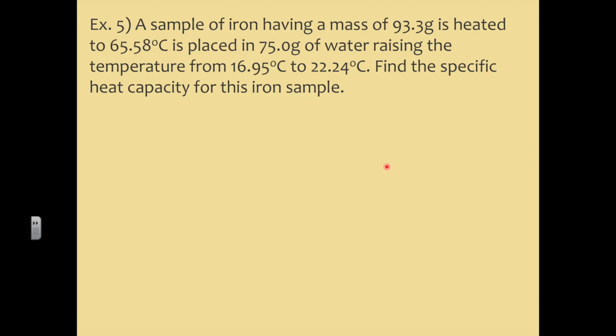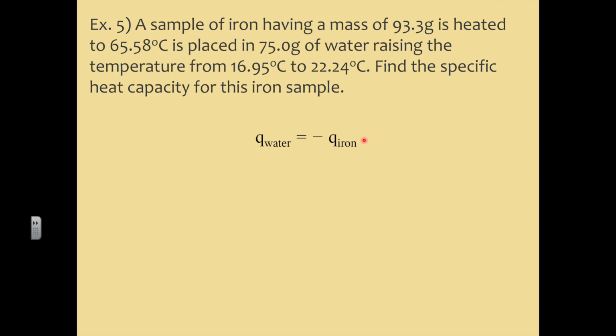So the calculations are going to work out this way, where a sample of iron having a mass of 93.3 grams is heated to 65.58 degrees Celsius, and is placed in 75.0 grams of water, raising the temperature from 16.95 degrees Celsius to 22.24 degrees Celsius. Find the specific heat capacity for this iron sample. If you don't want me reading these, remember you can skip ahead.